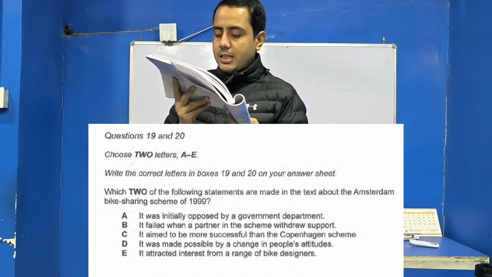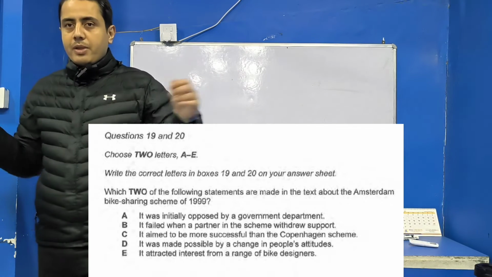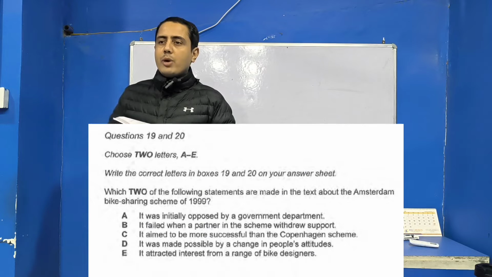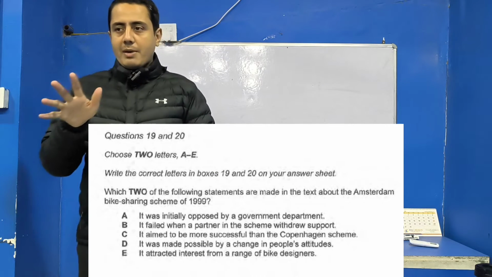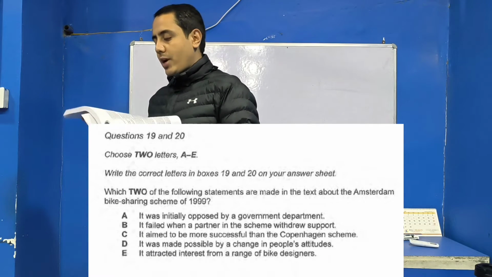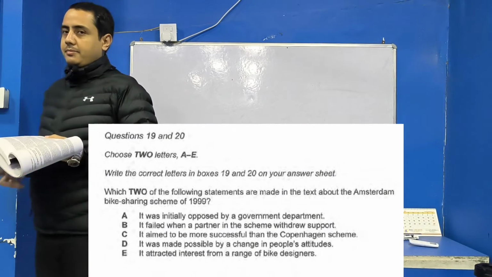Number E, it attracted interest from a range of bike designers. A range of means a lot of. Bike designers, companies which design bicycles, were attracted to this scheme. So this is the question with the five options. Now let's search in the text and try to find Amsterdam and 1999.